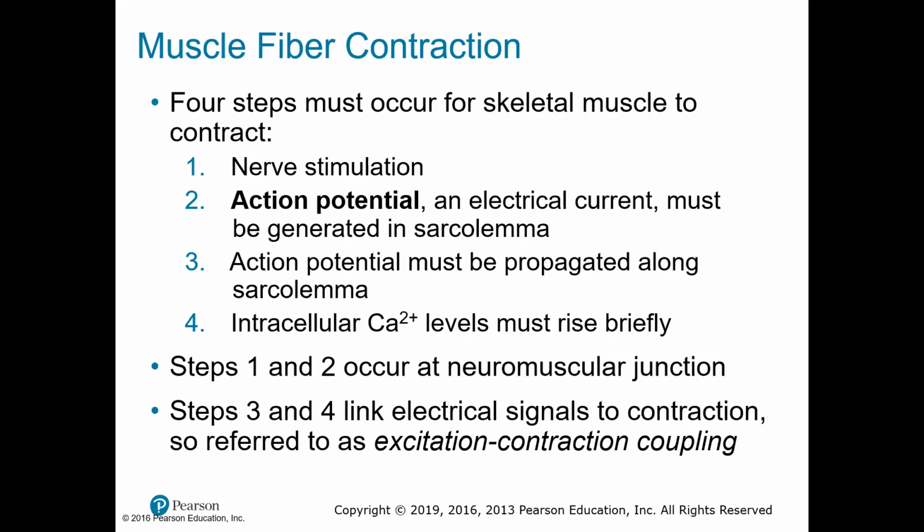Now, these first two things that take place, the nerve stimulation from the brain and the generation of an action potential in the muscle cell, take place at a structure known as the neuromuscular junction. It's where the nerve and the muscle indirectly come together. Now, the action potential being propagated across the cell membrane and the rise of calcium are going to take place inside the muscle cell, and we call that excitation-contraction coupling. There could have been a better way to say that, but that's what we call it.